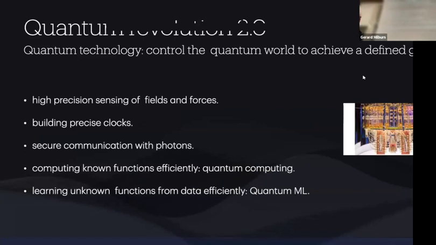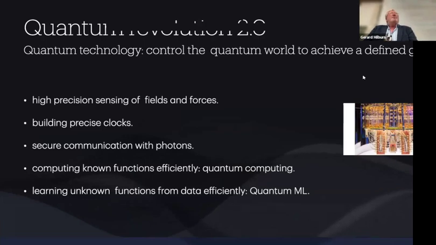Anyway, moving on from the discovery of quantum physics and those simple principles, we've since learned to build all sorts of interesting technologies that exploit those two simple principles. And the first one, a high precision sensing of fields and forces, very precise sensors for magnetic fields for use in neuroscience. Building precise clocks is perhaps one of the most important and valuable quantum technologies.